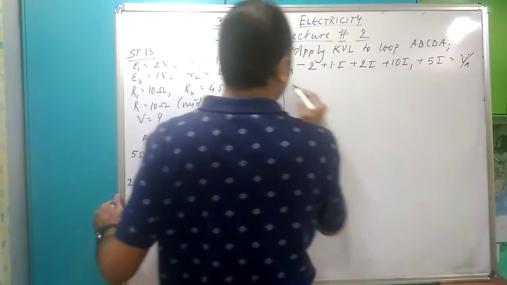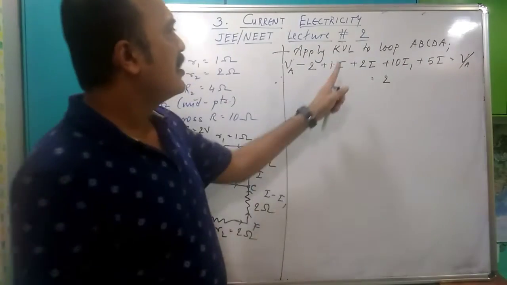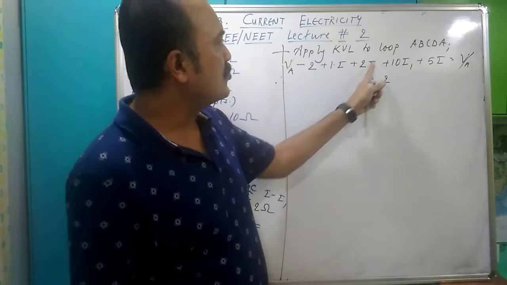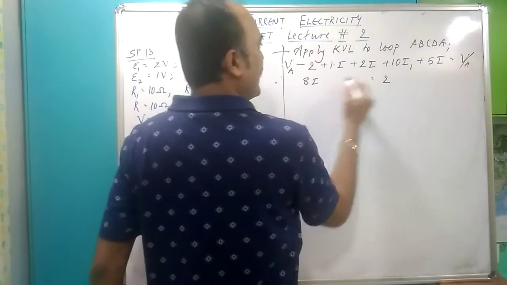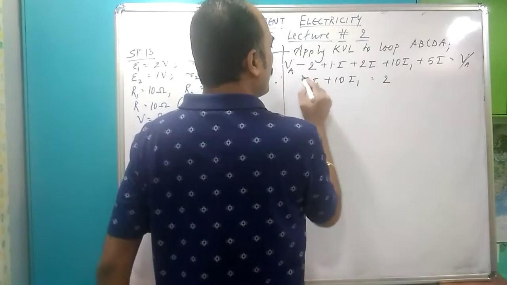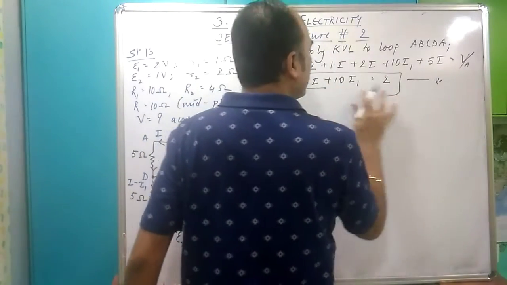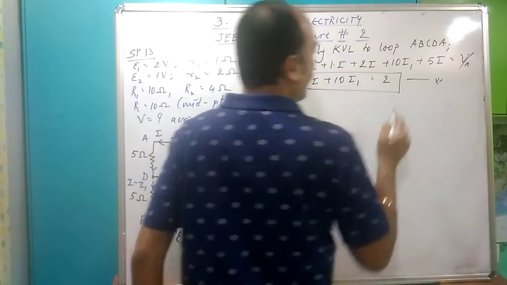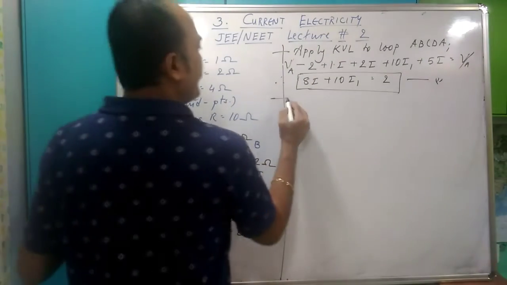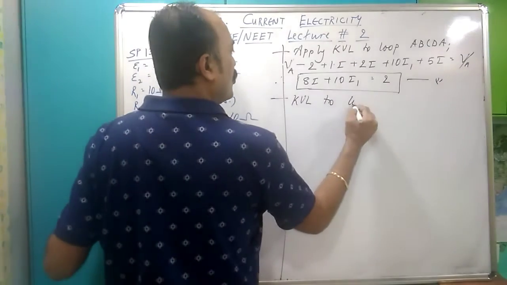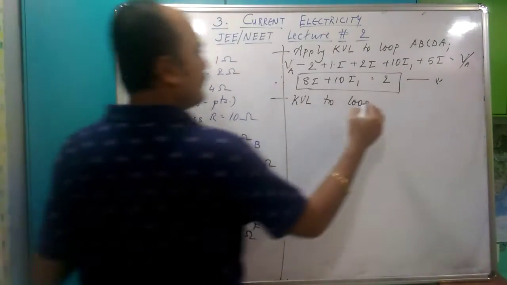VA goes for a toss anytime. Minus 2 comes there, it becomes plus 2. How many I's? 1I, 2I and 5I. 5 and 2 is 7 and 1 is 8. So 8I, and this is 10I1. Many people tend to take 2 common and stuff like that. Okay, that can be done, but that's not more of a problem. We can do that later also. Second loop, KVL to loop, which do you want? DCFED.